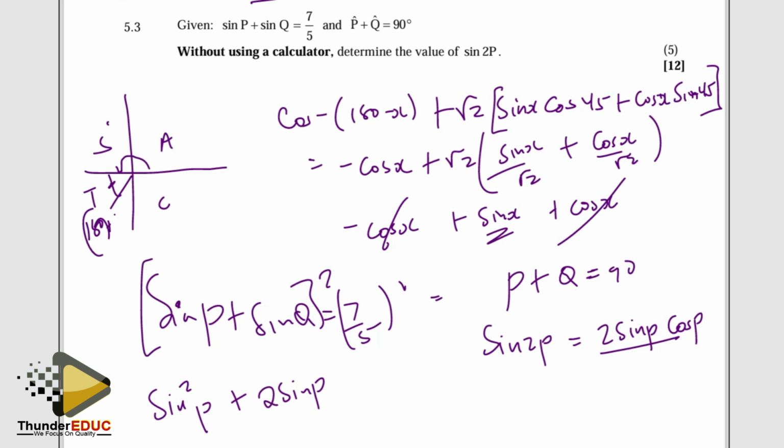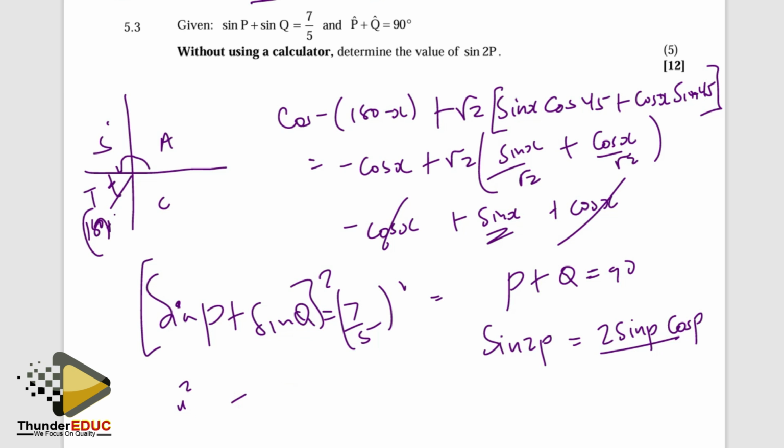I was given sine and sine. Will that make sense? It's not a cos, it's a sine. Then I need an interpretation of this nicely. So P plus Q is 90. Okay.